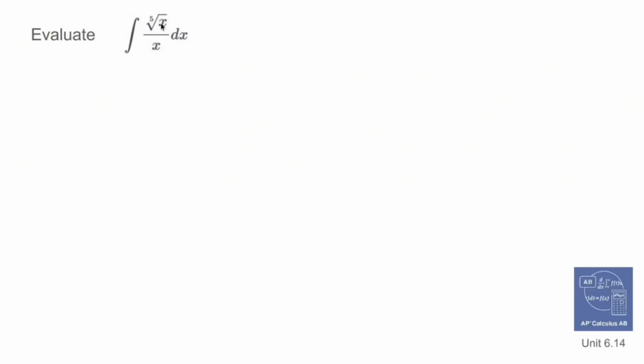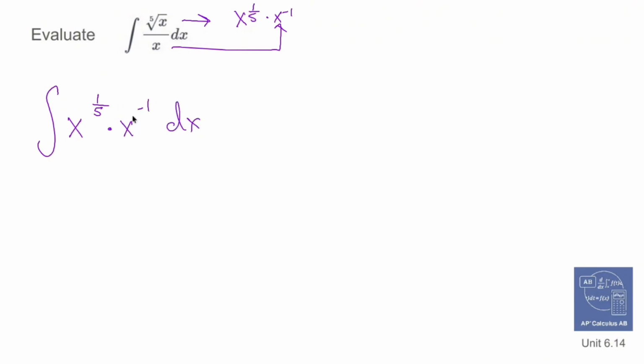Evaluate the integral of the 5th root of x over x. Let's change the way this looks. First off, the 5th root of x is also x to the 1/5, right? While I'm doing that, you're like, whoa, whoa, whoa, what about the denominator? Let's move that up and make it x to the negative 1st, so times x to the negative 1st dx. Two x's are multiplied together, add the exponents, so this is x to the negative 4/5 dx.